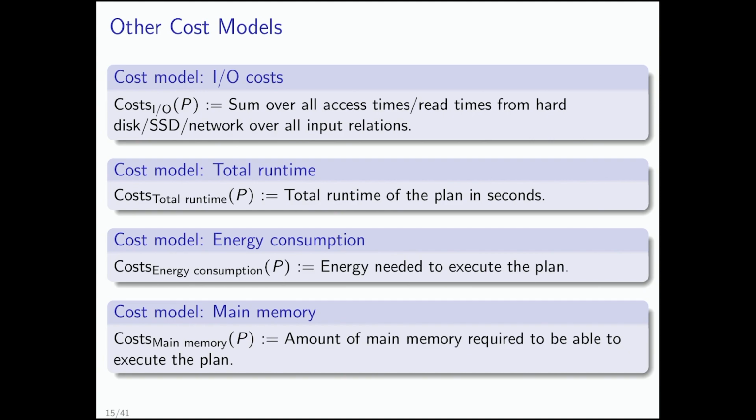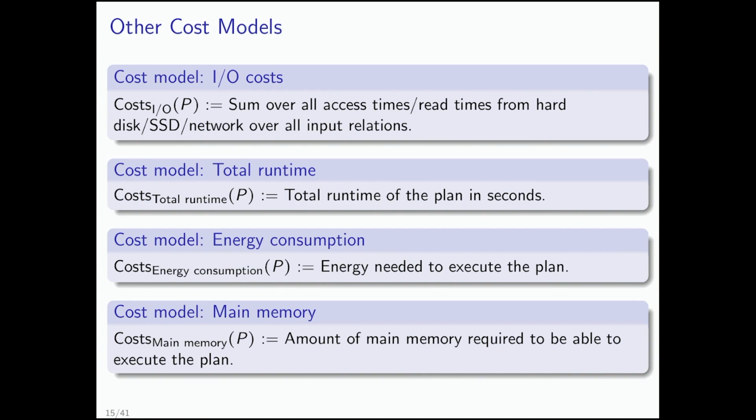I/O, for instance, so input-output operations, comes in various flavors. But basically, you could just say, hey, my cost model is just the sum over all access times, read times, write times from hard disk, SSD, network over all input relations. So whenever you touch storage, whenever you read something from disk, from SSD, or write something, you just count that into your cost model. And that is the estimate for your plan. So when does that plan make sense?